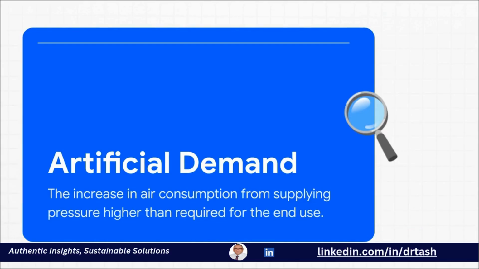So beyond the obvious leaks, we have this absolutely critical concept called artificial demand. Basically, by cranking up the system pressure higher than what's actually needed, you force every single unregulated application, and yes, that includes every single leak, to use way more air than it needs to. It's a totally self-inflicted wound on your system's efficiency.